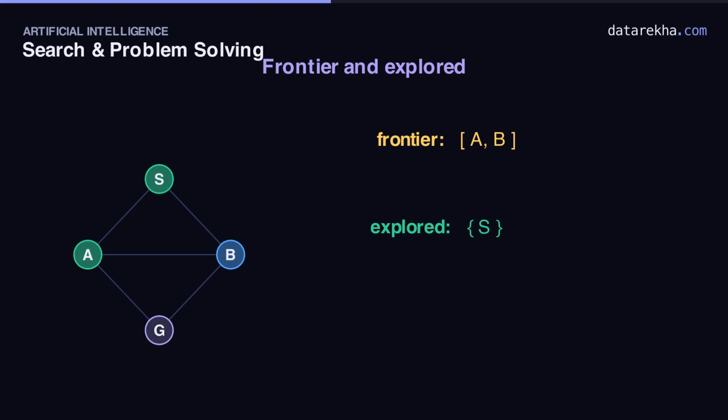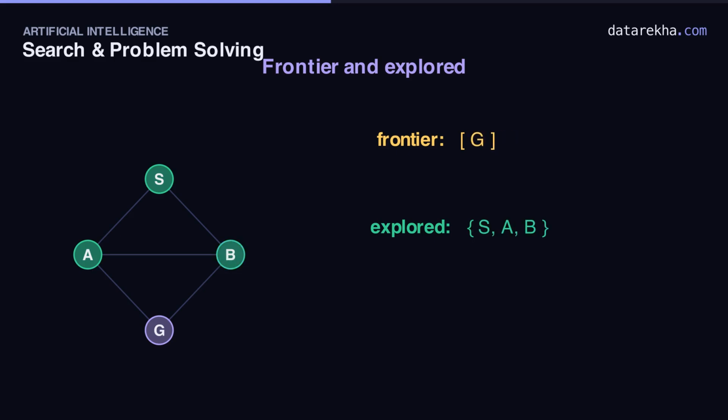Pop A. Expand it. A's successors are S, B, and G. But S is already explored, and B is already on the frontier, so both are dropped. Only G is new. G joins the frontier. A joins explored. Pop B.